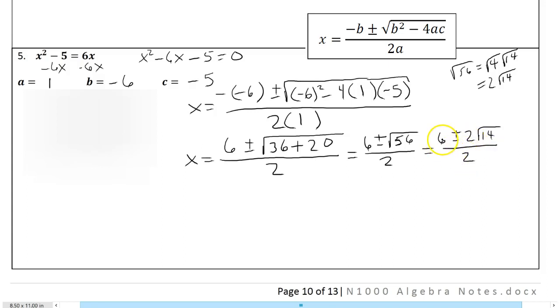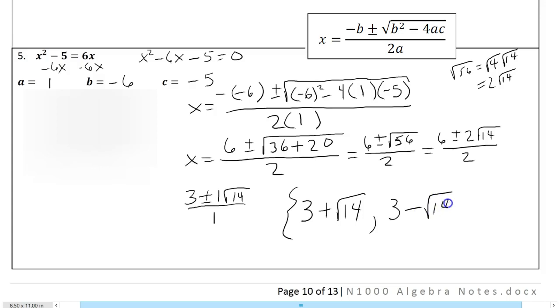Now look at the three numbers outside the square root. They have a common factor, which is 2. Divide each by 2 to simplify. 6 divided by 2 is 3. 2 divided by 2 is 1. 2 divided by 2 is 1. Thus the final answer is 3 plus the square root of 14, and 3 minus the square root of 14.